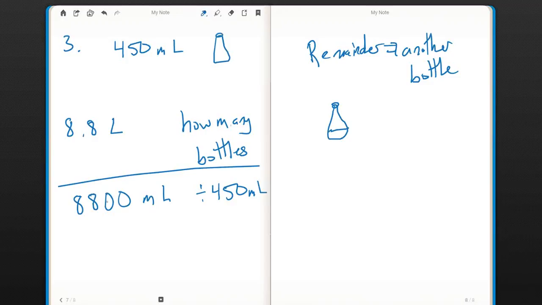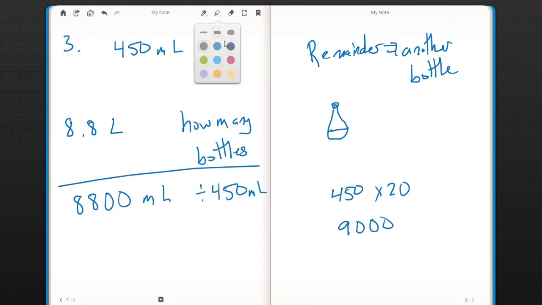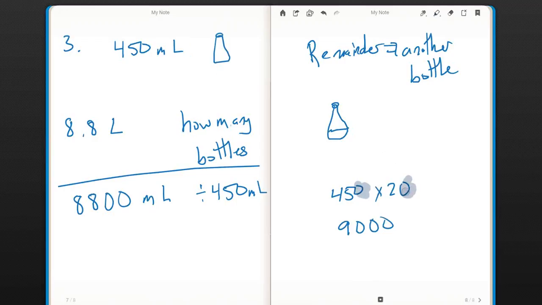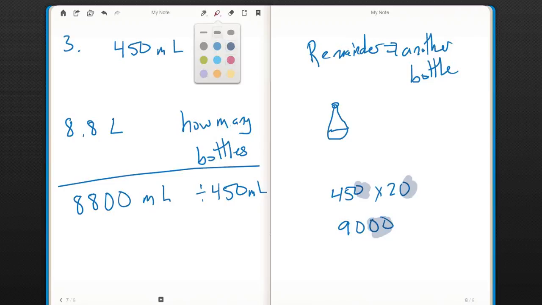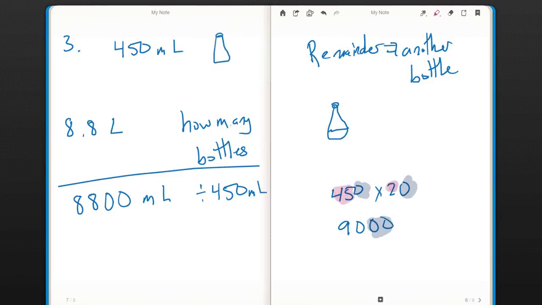When I look at this, what's screaming out at me is the fact that 450 times 20 gives me 9,000, since 45 times 2 is 90. Remember how we do the zeros there? These 2 zeros carry down here, and 45 times 2 is 90. That's a mental math way of doing that. So what I know is that it takes 20 bottles to hold 9,000 milliliters.